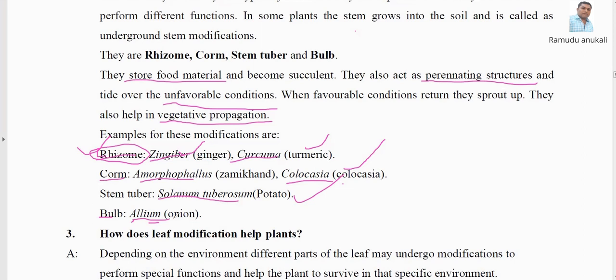The reason for this modification: first, important, they may control unfavorable conditions. Number 2, they may store the food material. Number 3, with their additional parts, multiplication will be carried out and more plants will develop. So this is why we won't call all the underground parts roots.